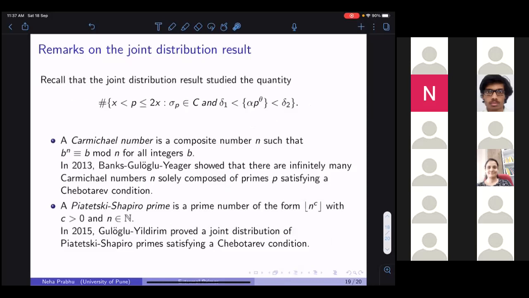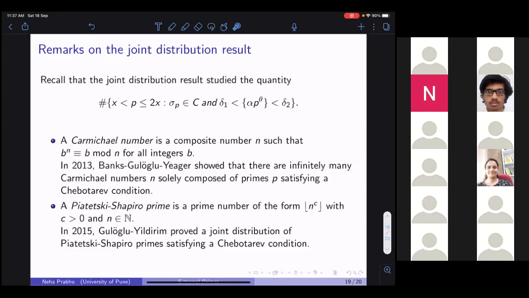Some remarks on the joint distribution result. Recall that what we were studying is that you count the number of primes for which the trace of the Frobenius sits inside a conjugacy class and a fractional part sits inside a certain interval. So this can also be viewed as a theorem in a set of other results proved with a similar flavor. One is that of combining the Chebotarev density theorem with the distribution of Carmichael numbers.